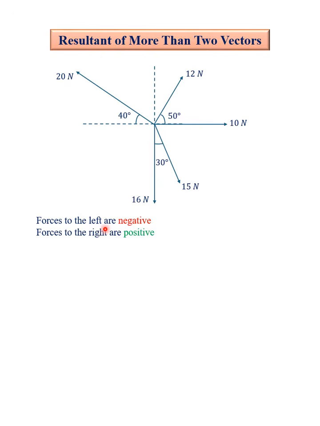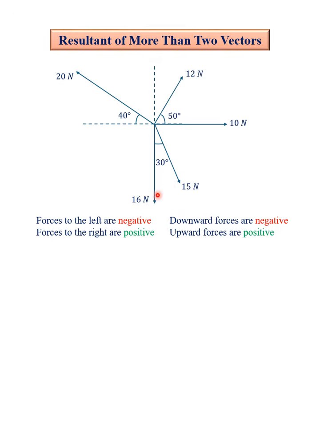What we are going to do first is to make it clear that the forces to the left are going to be negative, while forces to the right are positive. In other words, when we resolve the horizontal component, the forces going towards the right will be treated as positive, while the forces to the left will be treated as negative. Similarly, downward forces will be treated as negative for the vertical component, while upward forces will be treated as positive for the vertical component. So now we are just going to resolve each of these forces to the horizontal and vertical component, and we'll add them up at the same time.